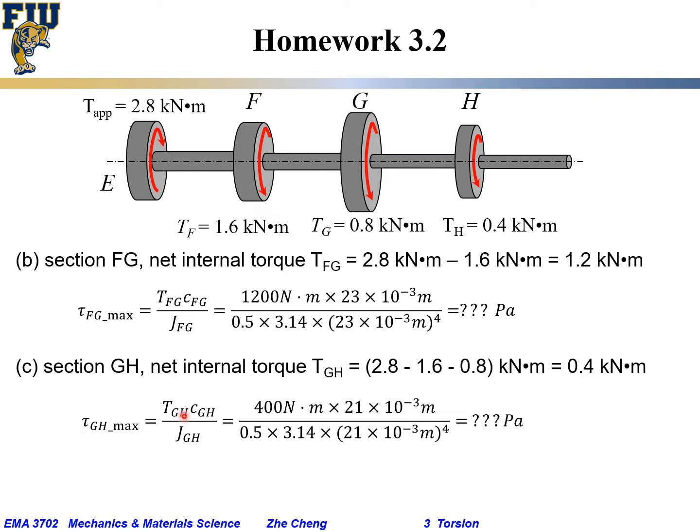So tau is Tc over J. T would be 0.4 kilonewton meter or 400 Newton meter. C, we said, is 21 millimeter or 21 times 10 to the power of -3 meter. J is half pi r to the power of 4, and then you get the answer.